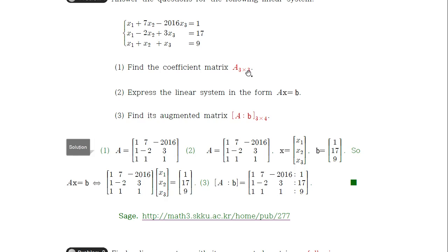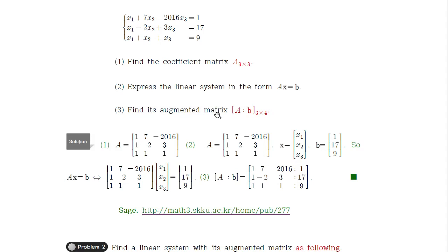What is it? 1, 7, and this, and 1, -2, 3, and 1, 1, 1. This is the coefficient matrix. Now express this linear system of equations in matrix form. Let A be this, X be x1, x2, x3, and B be 1, 17, and 9. Then the system can be written as AX equals B, where A, X, and B are like this. It can be simplified in this way.